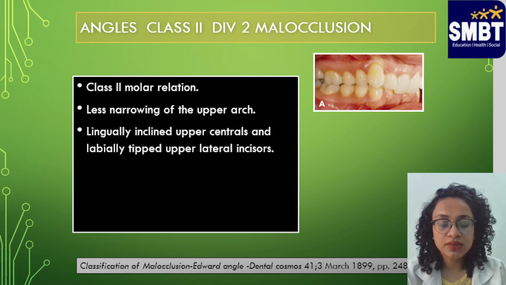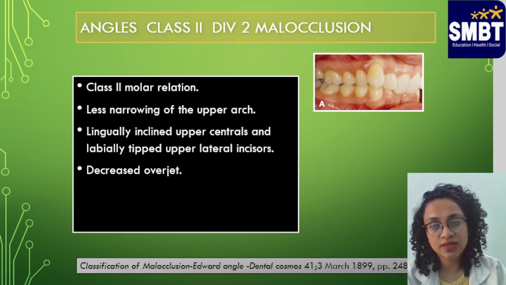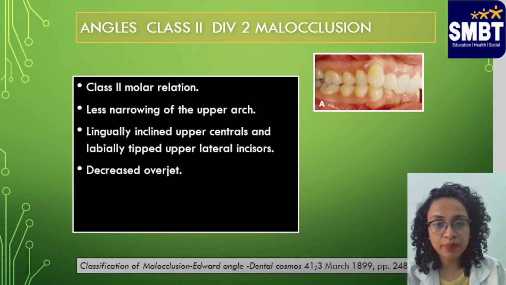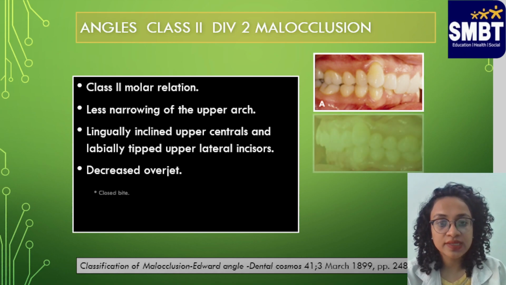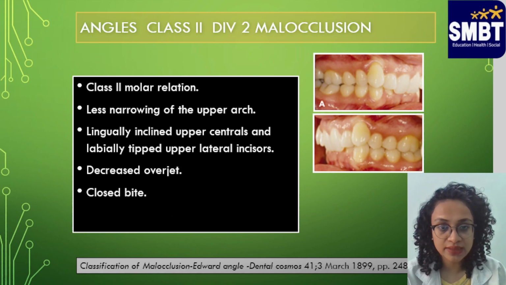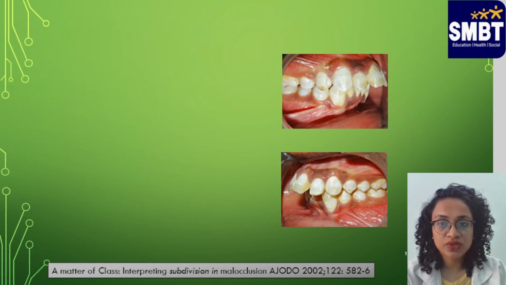Now the key here is in Angle's class 2 division 2 malocclusion, the upper central incisors are lingually inclined or retroclined and the upper lateral incisors are labially tipped or proclined. So this is the main key feature that distinguishes Angle's class 2 division 1 from Angle's class 2 division 2. Of course, because of this placement of the upper anteriors, the overjet is decreased and there's a closed bite. Closed bite is nothing but an increased deep bite. And the perioral musculature is usually normal in Angle's class 2 division 2.